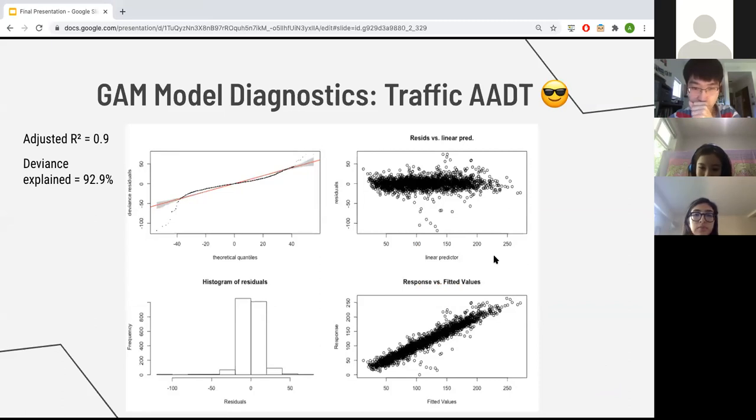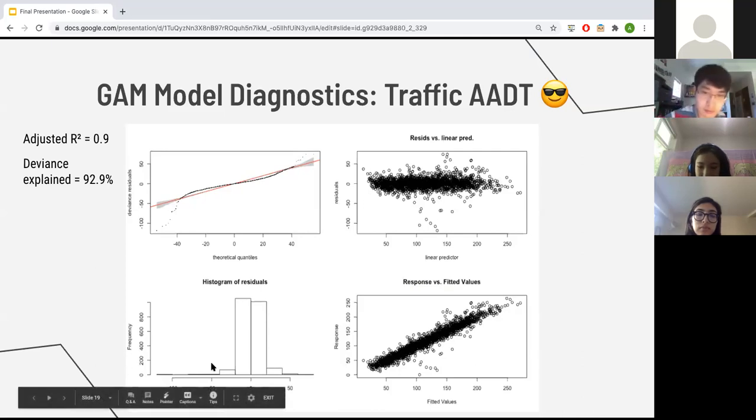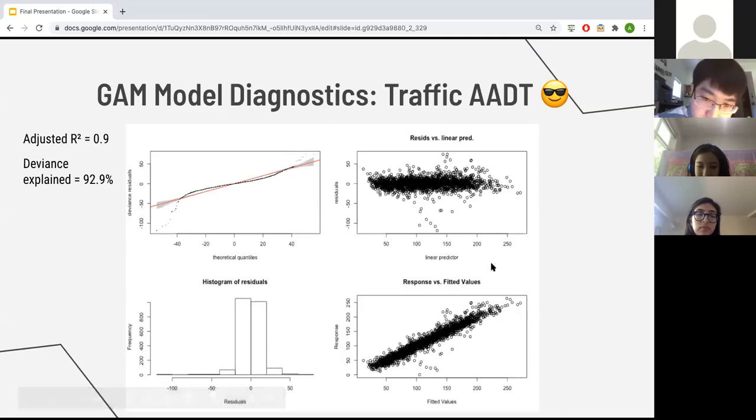Here are some model diagnostics for technical minds. Again, I won't go into details, but if you are interested, we can discuss at the end. But just looking at the adjusted R-square and deviance explained, 0.9 and 92.9% are very high, which means that this traffic AADT model fits the data very well.